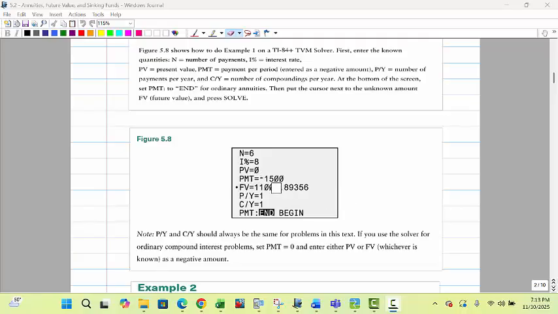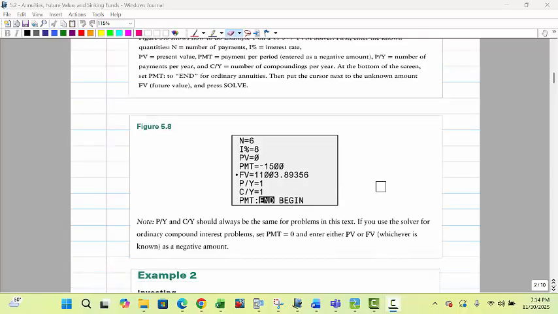And so this means 1,500 payments annual. These P/Y and C/Y are going to be the same number for our purposes. That's how many times a year. So 6: it was 6 times, once a year, 6 years. So $1,500 deposited once a year for 6 years, earning 8%, finished with a value of $11,003.89. In the calculator, for ordinary annuities, we choose END. The BEGIN will be the other example we'll see later.